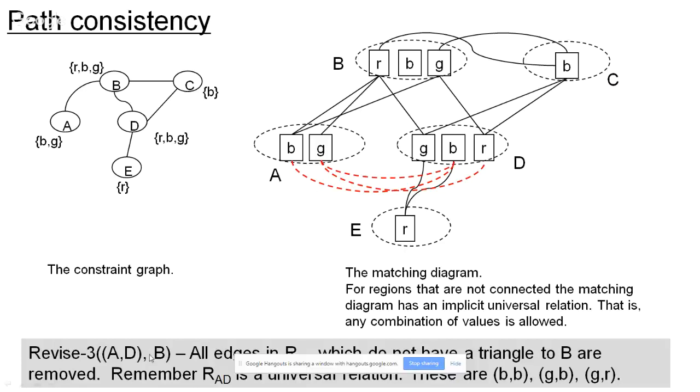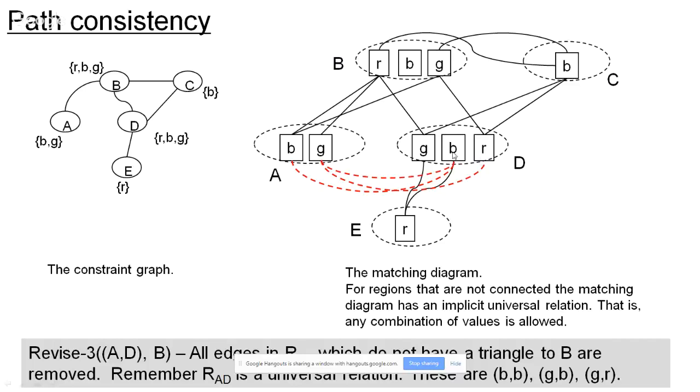Next, if we revise AD, this edge AD, which is a universal edge, with respect to B, then you can see that with all these three edges, which are allowed because they are not touching each other, you can choose blue for A, you can choose blue for D, and nobody is stopping you from doing that. But if you do that, you will not be able to choose a corresponding value from the domain of B. So we'll have to remove these red edges that we see at the bottom, which is blue connected to blue, green connected to blue, and green connected to red.